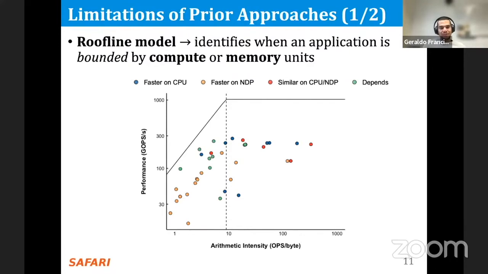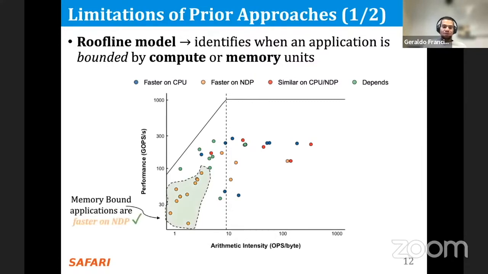The first group is the applications that run fastest on the CPU, compared to running on the NDP systems. The second group runs faster on an NDP system, compared to running on the CPU. The third has similar performance on the CPU and NDP system, and the fourth has performance that depends on system configuration, for example, the number of cores in the system. Based on that, we make the following observations.